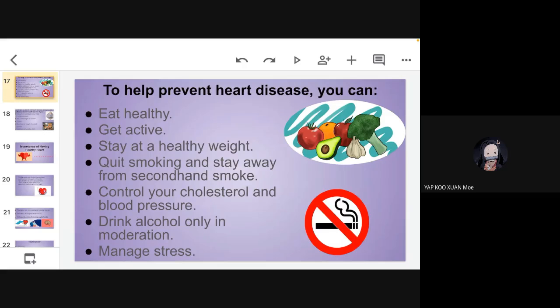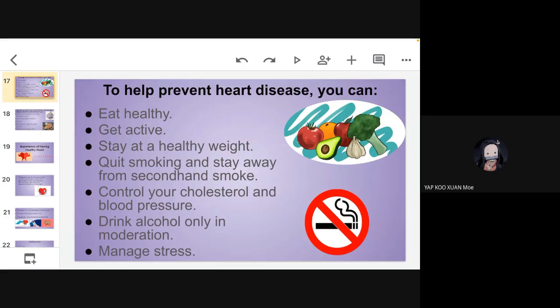Other than that, control your cholesterol and blood pressure. Drink alcohol only in moderation. You can check up your body once in a half year. And remember to manage your stress well.